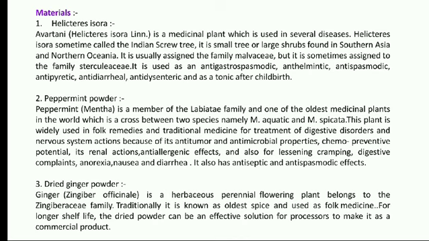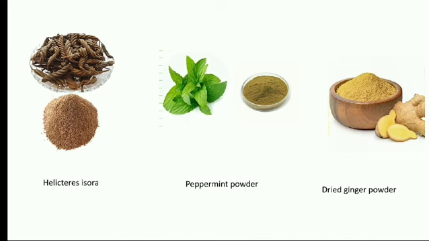Peppermint, also called mentha, is the oldest medicinal plant, used mostly for treatment of digestive disorders and widely used in folk medicine and traditional medicine. Ginger is a flowering herb, the oldest spice used in folk medicine to lengthen the shelf life. It is mostly used in dried powder form. Contents are helicteres isora, peppermint powder and dried ginger powder.